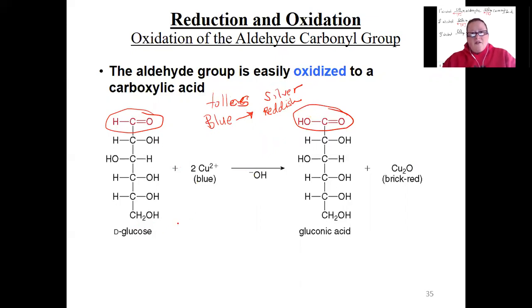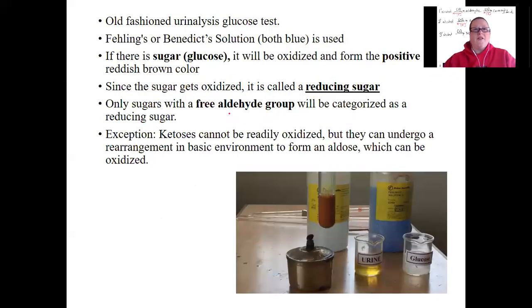Since sugars are aldehydes and glucose is the primary sugar in our blood, when people are pregnant or in a diabetic state, sometimes they can spill sugar over into their urine. And on the next slide, we have an old-fashioned urinalysis glucose test. So you can see this is in the lab. This is an alcohol lamp. This is a Fehling's solution, so it's blue.